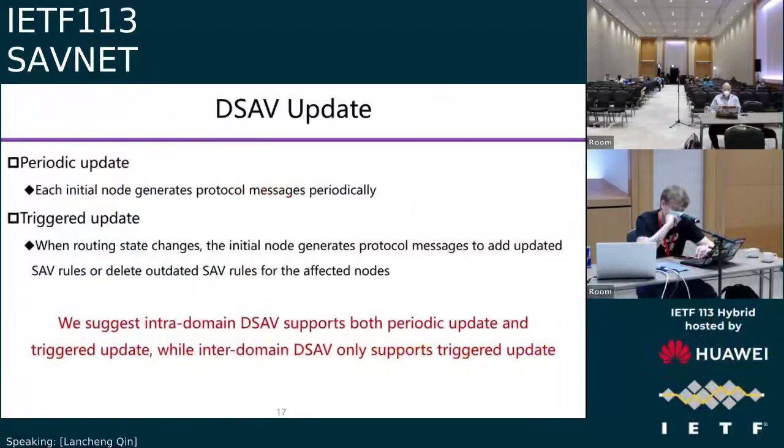We have considered two DSave update models. For periodic update, each node generates original notification messages periodically. For triggered update, when routing state changes, the node generates original notification messages to add updated save rules or delete outdated save rules for the affected nodes. Following the principles of existing routing protocols, we suggest intra-domain DSave supports both periodic update and triggered update, while inter-domain DSave only supports triggered update.